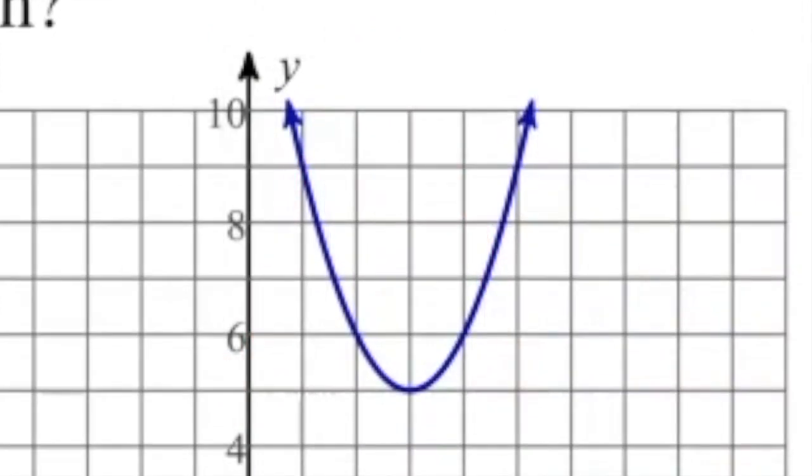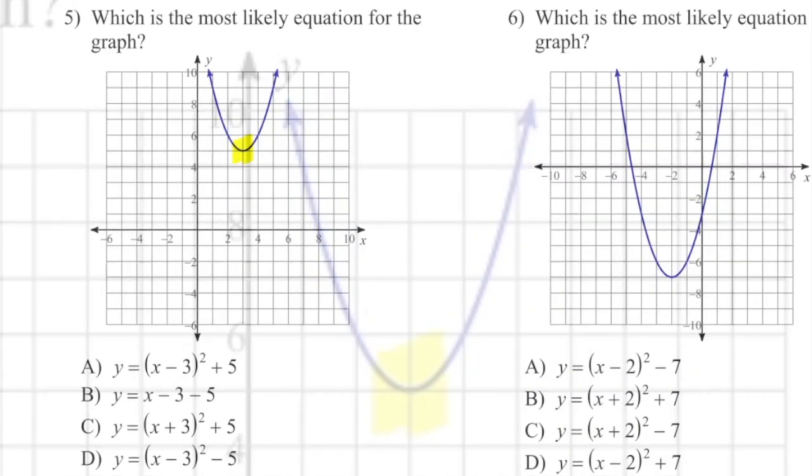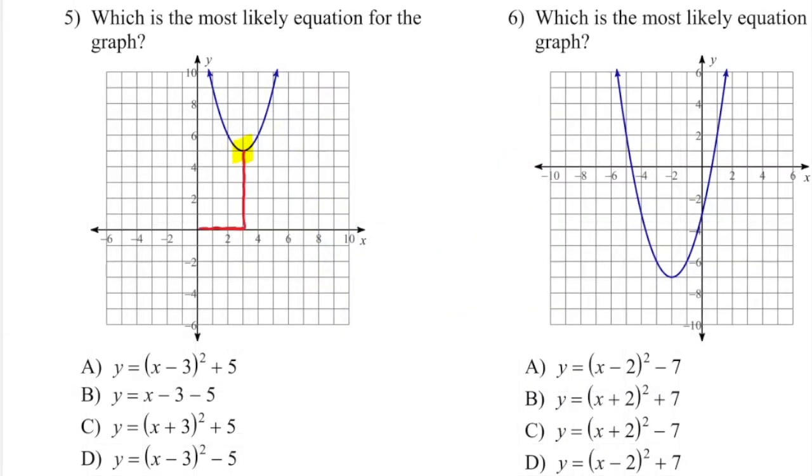Number 5, which is the most likely equation for the graph? First thing I've got to do is read the vertex from the graph. Where is the turnaround point? Well, it looks like it's at 3, 5. So since it's at 3, 5, I will be looking for the opposite number to 3. I'll be looking for a negative 3. Okay, so it could be A and it could be D. But then the number at the end, the 5, that's exactly what I'm looking for. So the answer is going to be A.